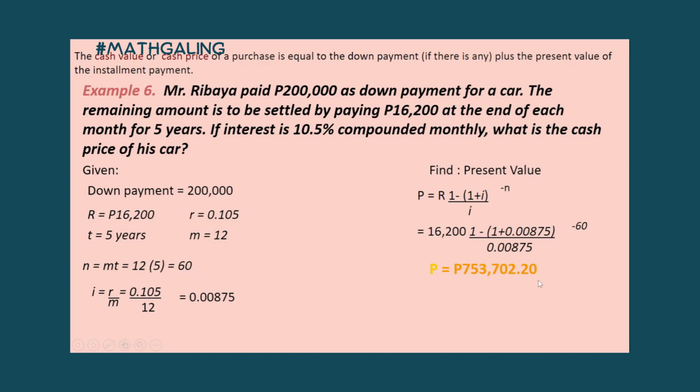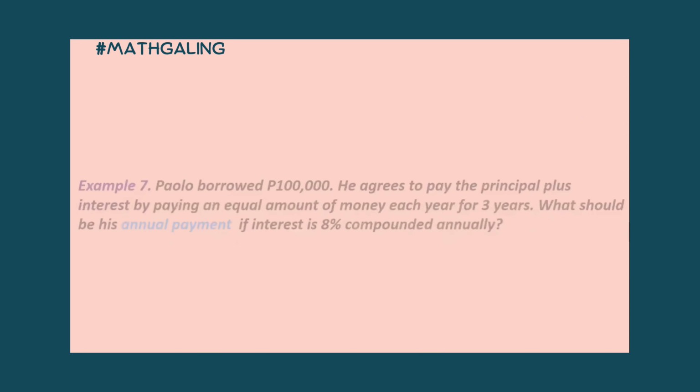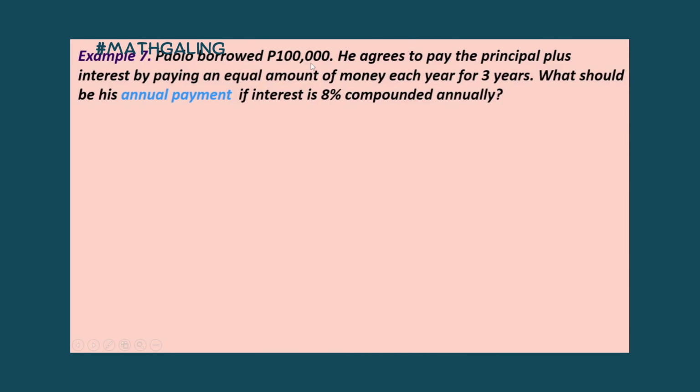So it equals 753,702.20. So the cash price is equal to the down payment plus the present value. So 200,000 plus 753,702.20, and the cash price is 953,702.20.